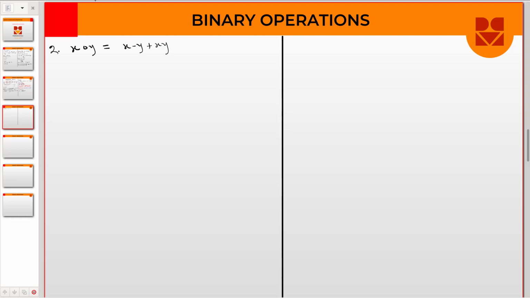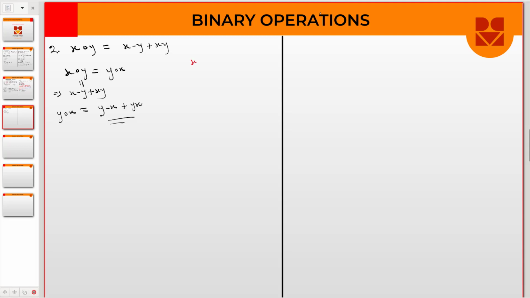It's the same thing for x and y to commute. Here in this particular one I will go a little faster. For this to commute, we say that x operation y should be equal to y operation x. We are told that x operation y is x minus y plus xy. Now let's look for y operation x. Y operation x is going to be y minus x plus yx.